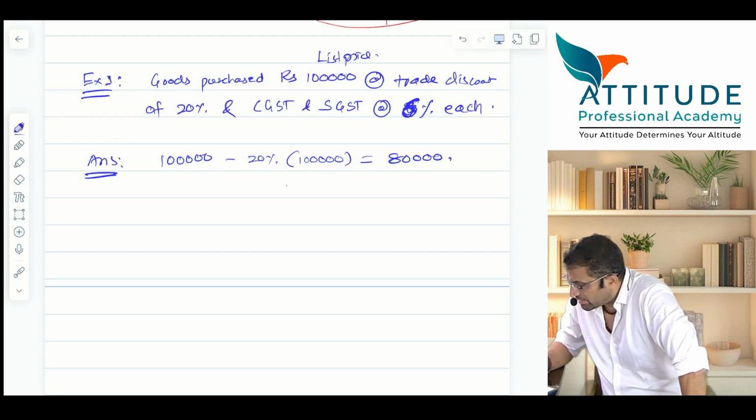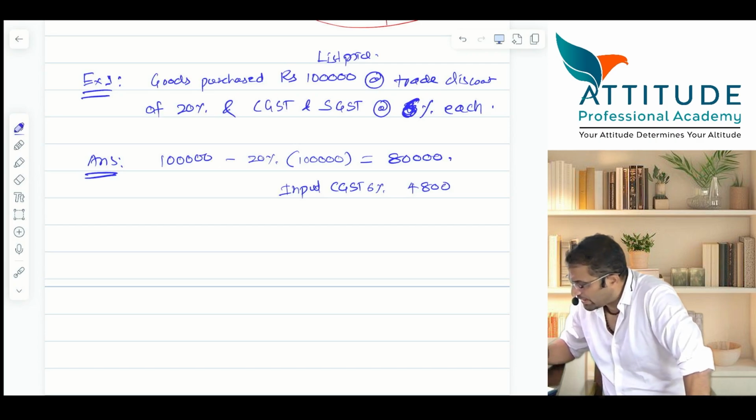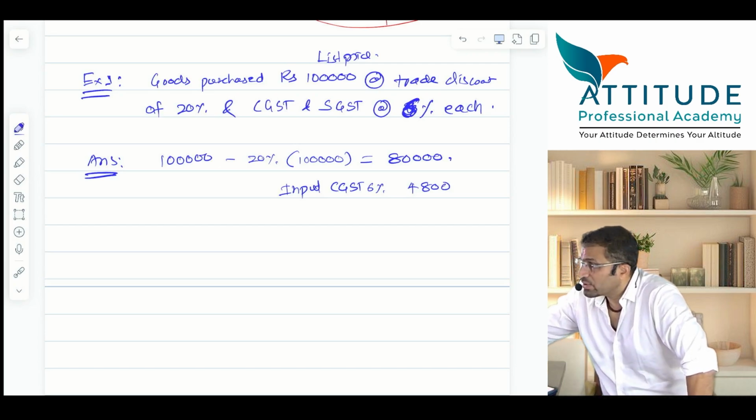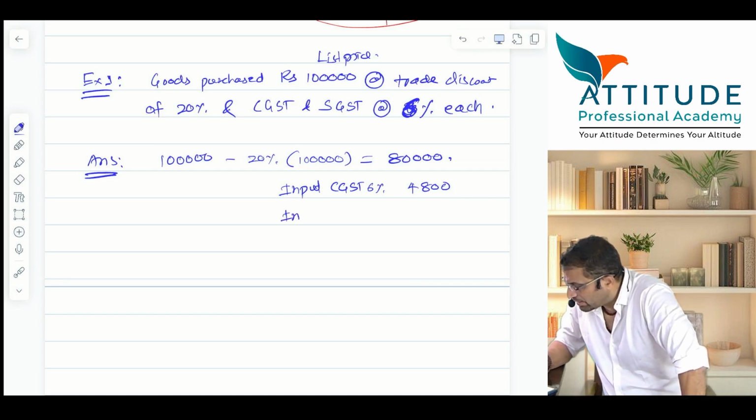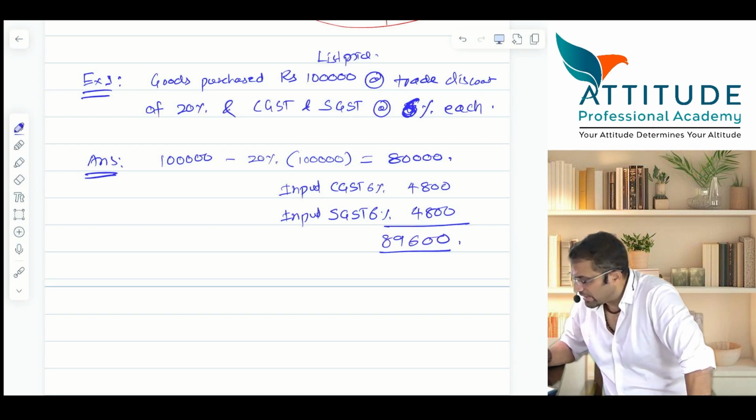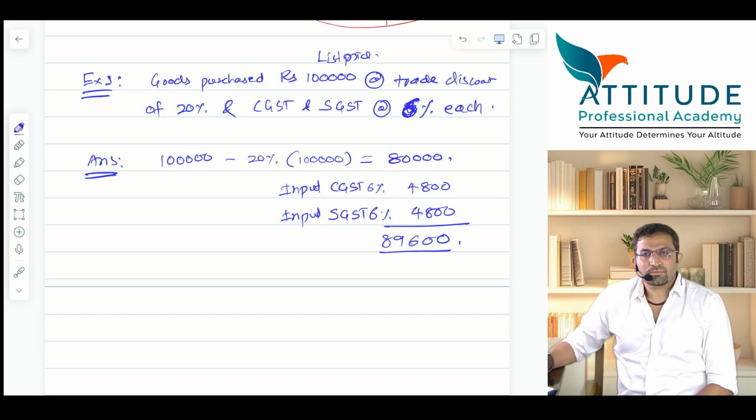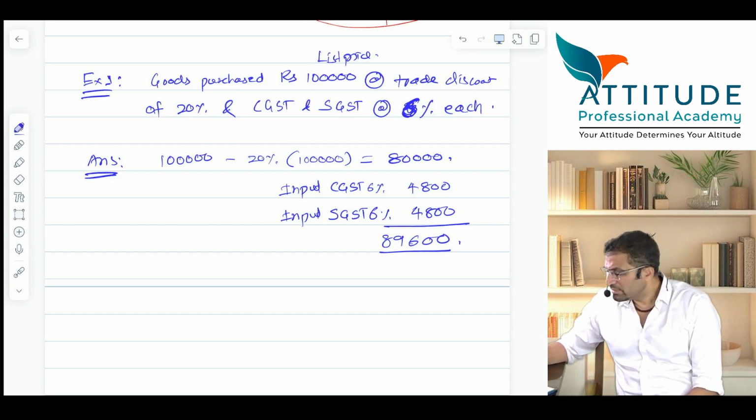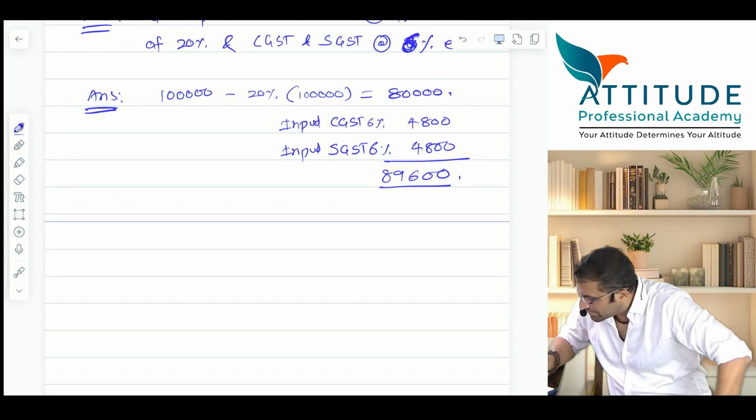So what is this? Input, because you are purchasing. Input CGST is what percent? 6%. 6% of 80,000 is 4,800. Yes or no? Then input SGST. Might be it is sold within the state. Yes or no? Again 4,800. Total 89,600. All of you are getting it? Clear? Now tell me the journal entry.